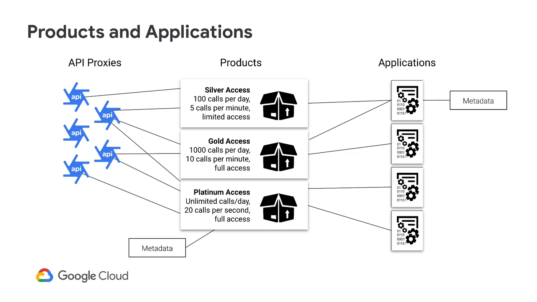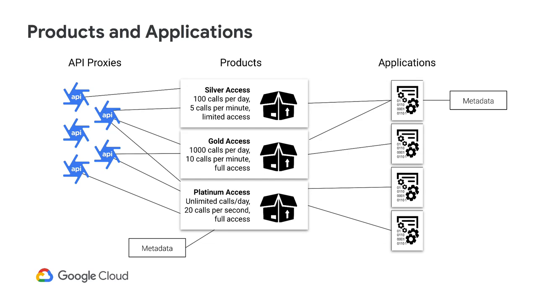So silver gives us 100 calls per day with 5 calls per minute and some limited access. We can only do some things. So for example, I might only be able to look up weather stations, but I can't get temperature or wind data. And gold access might entitle me to more calls, and it would give me full access to all those different things that are in the APIs. So I have a series of these products, but people don't have access yet.